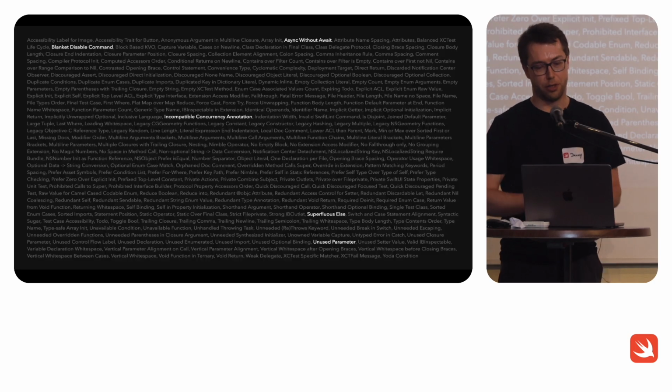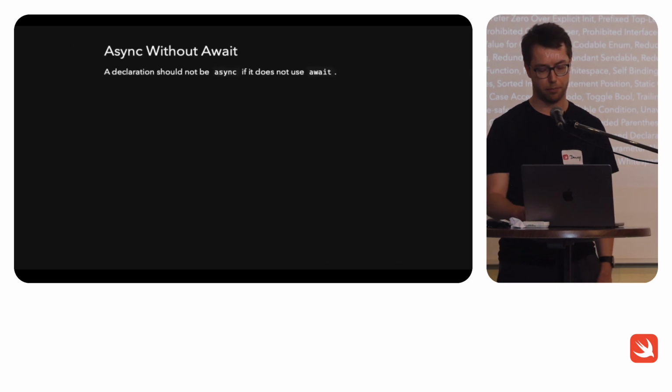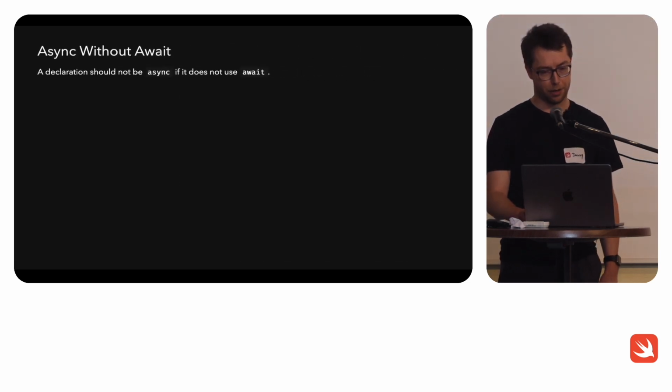Okay, so this is a list of all the 250 rules in SwiftLint. 5 of them are highlighted, and these are the ones I'm going to talk about now. I will do it a bit hands-on with some examples just to show you where the rules trigger and where they would not. Let's start with async_without_await.